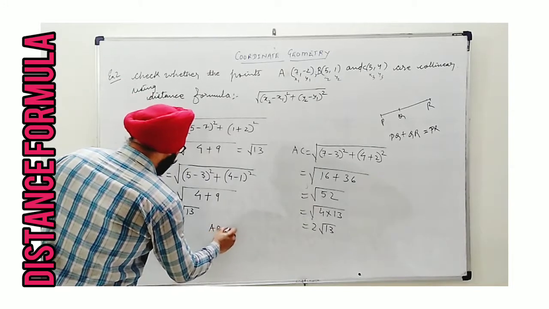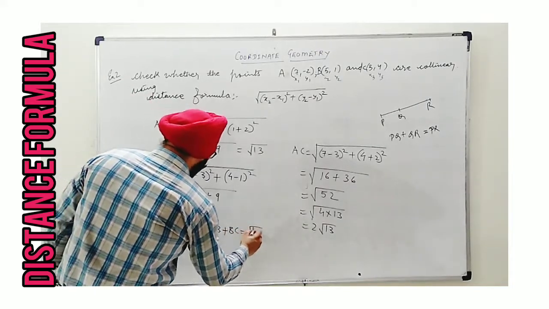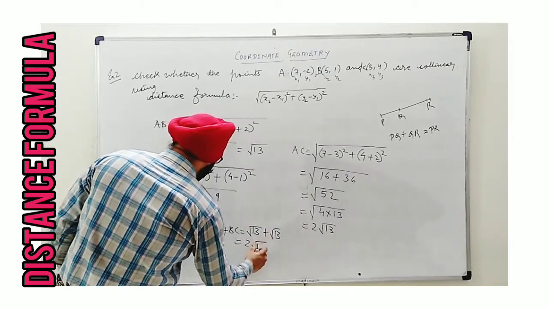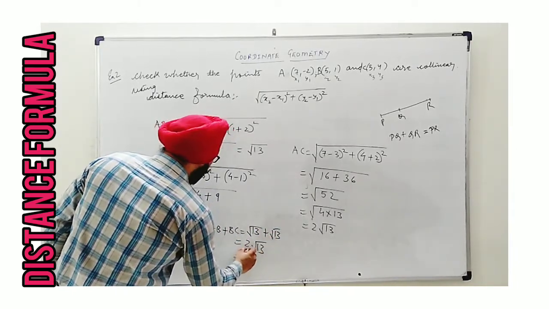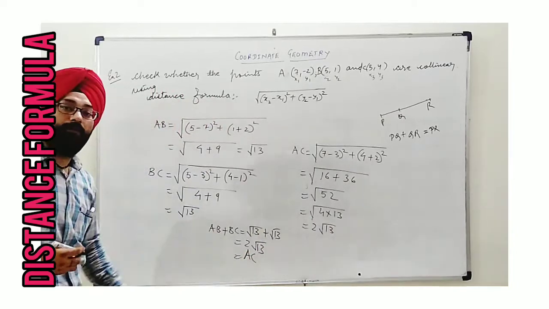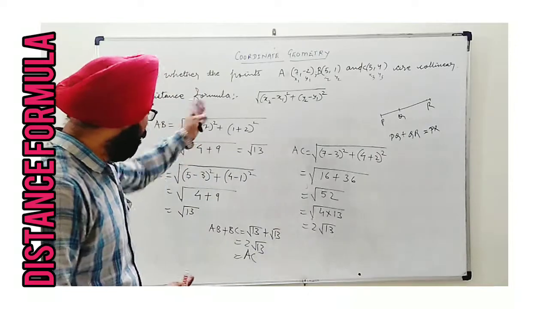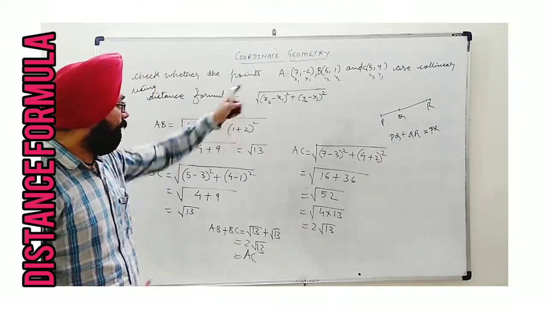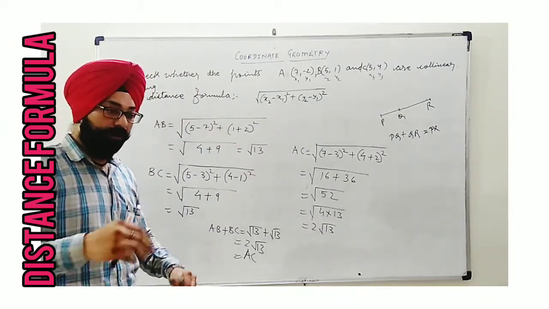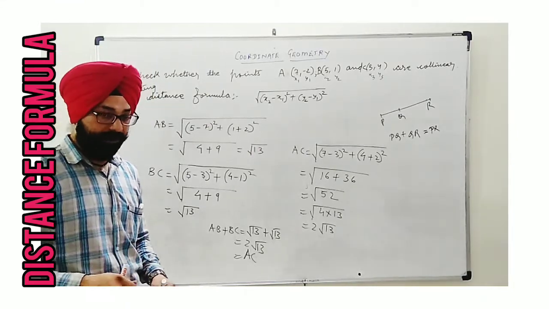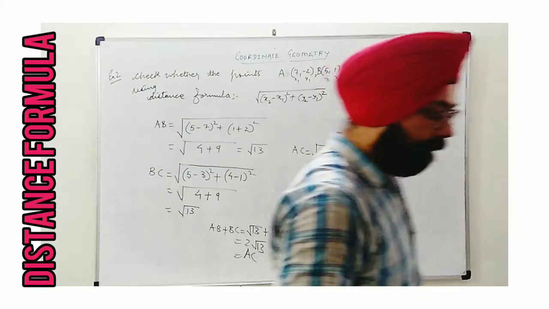AB plus BC, if I put the values root 13, this will become twice of root 13, which is the value of AC. We can see the sum of two distances equal to the third distance, the longest one. Here we say that these 3 points are collinear for sure. So this is the application of distance formula to prove collinearity. More concepts are there. We are going ahead.